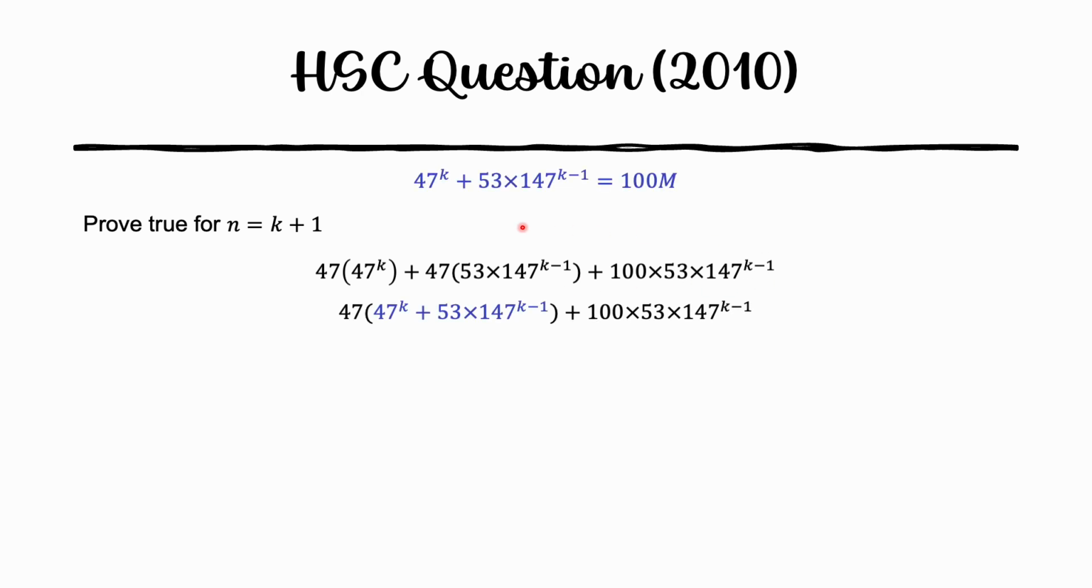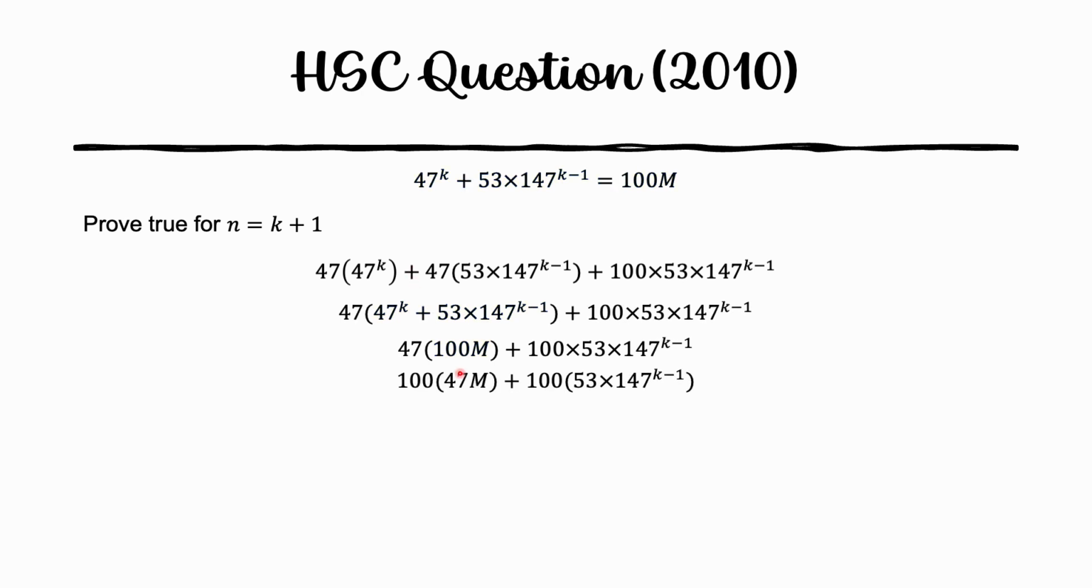So doing this, you can see that we can highlight this because we've got 47k plus 53 times 147k minus 1, which is this term here. And that equals 100m, which means we can do 47 in brackets 100m plus 100 times 53 times 147k minus 1. See why we've done it? And now what we're going to do is swap the 100 and the 47 because we can see this as a 47 times 100 times m, which is still 47 times 100 times m.